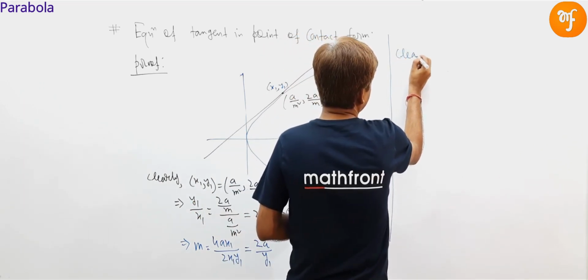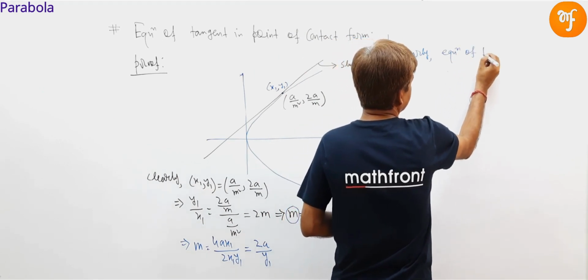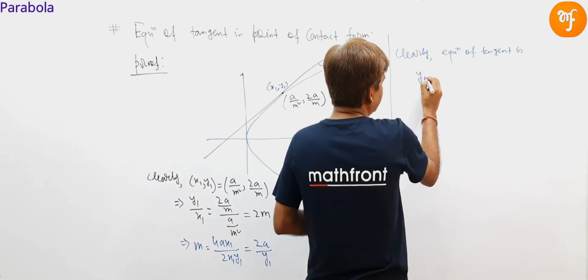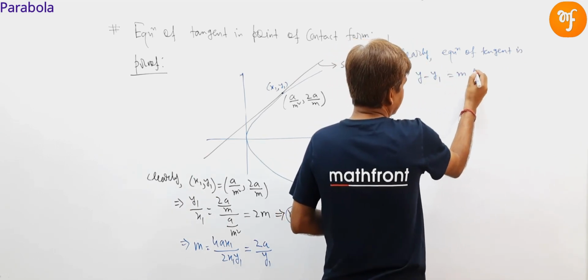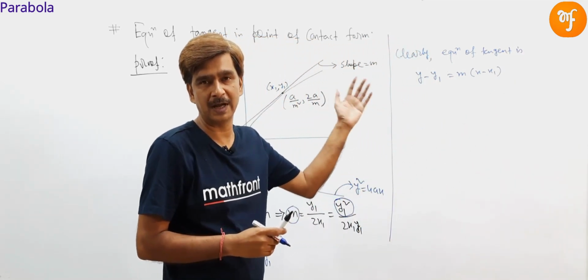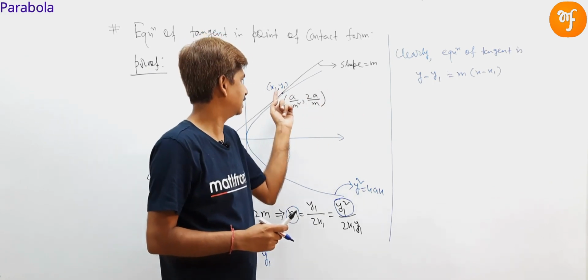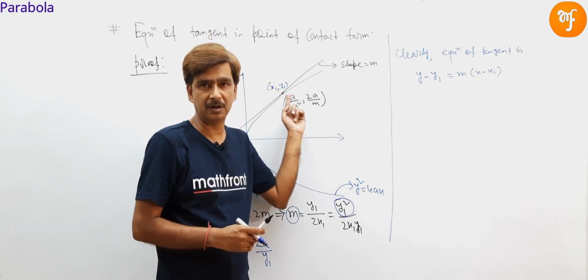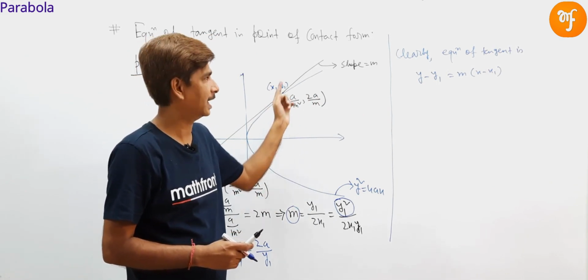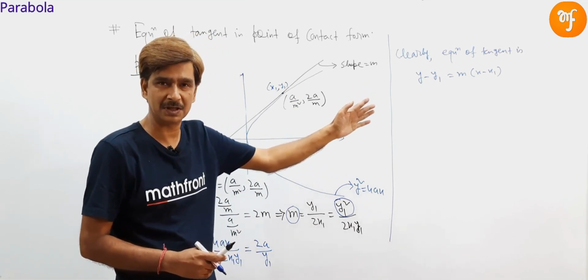Clearly, the equation of tangent is y minus y1 is equal to m into x minus x1. This is the point slope form of the equation of a line, and here the line is the tangent line. The tangent line is passing through the point x1 comma y1, which is the point of contact, and has slope m. So, we write y minus y1 is equal to m into x minus x1.